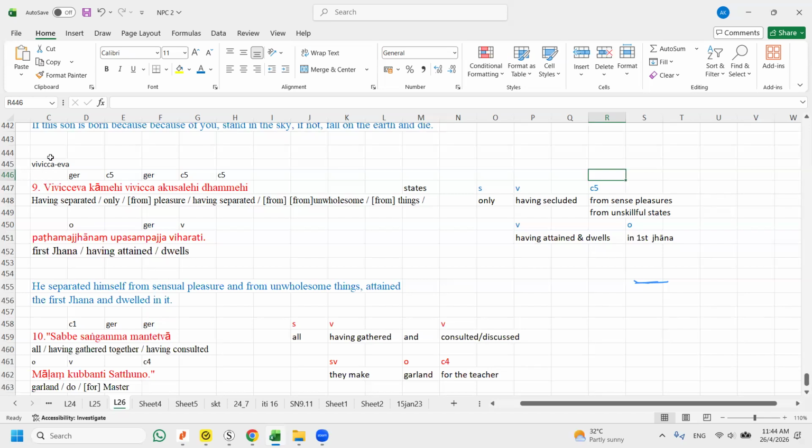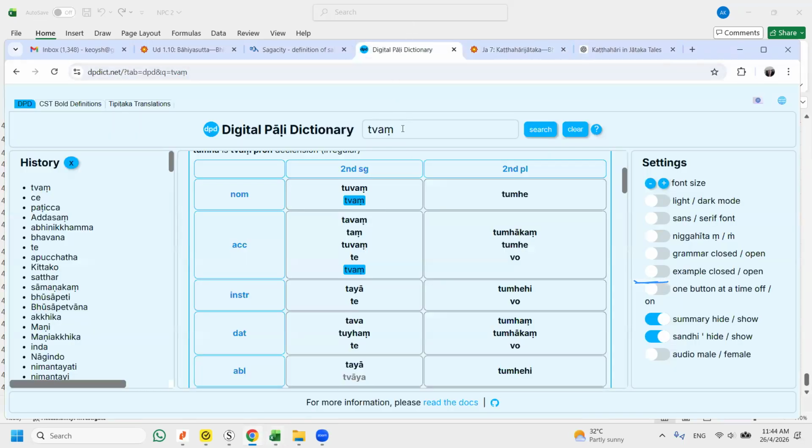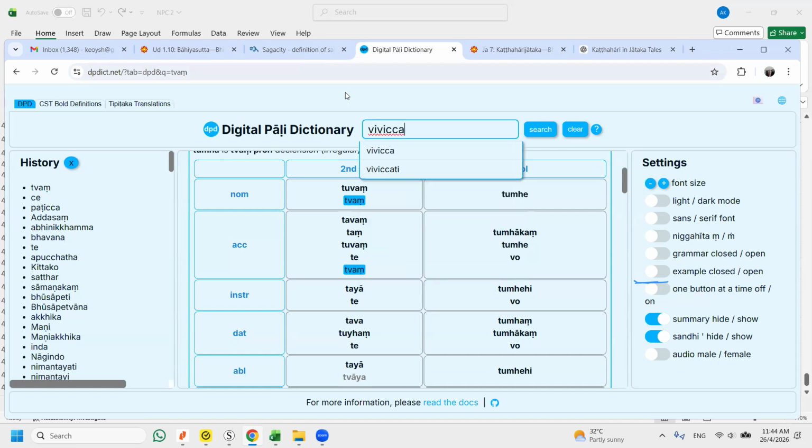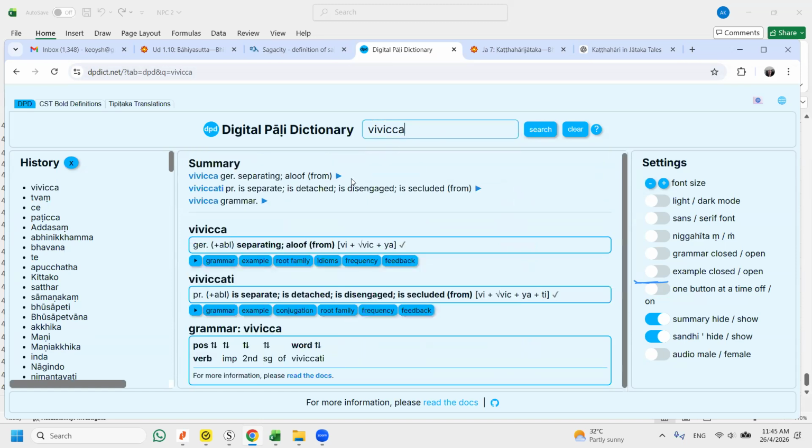So here the root is, I think, vi. The root is vi. Vivicca. That means this is also plus ya here. If we look at the vivicca, this is vivicca. If we go into the dictionary, this is also a gerund, because the last part of our lesson is talking about gerunds. You see here. This is the one. Can you see here? The vivic plus ya becomes ccha. So that means separating or aloof.